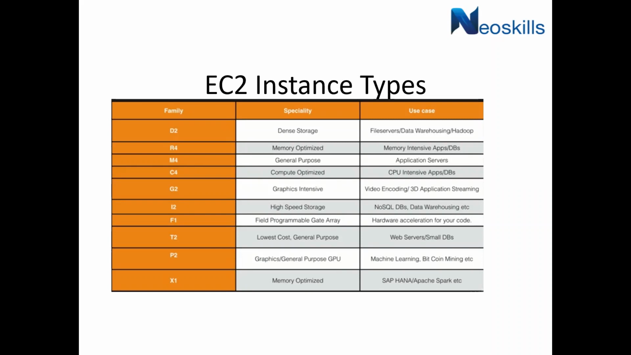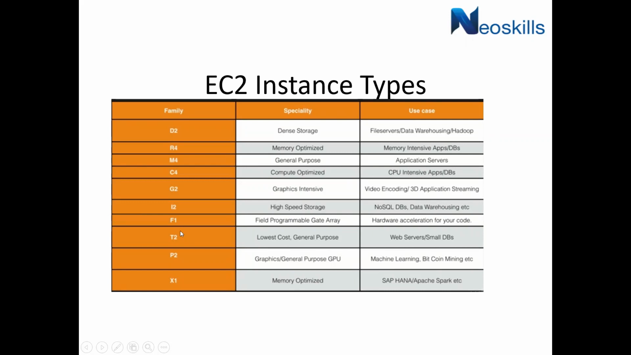So what is an instance type? There are different families, and there are different use cases for those families. I'm talking about your free tier account. In the free tier account, you get the T2 family. In the T2 family, there are micro, small, large, these sorts of variations, and you get only T2 micro as one instance to work with. T2 is used for lowest cost, general purpose, with use cases like web servers and small deals.